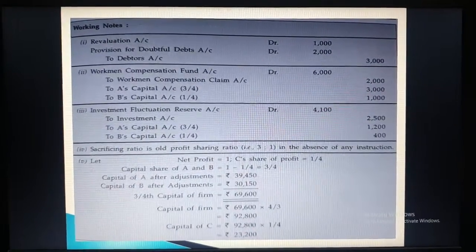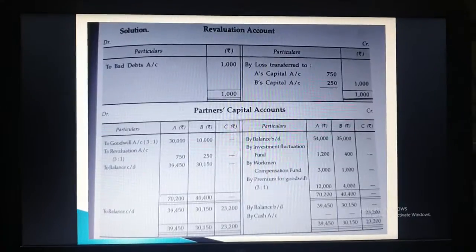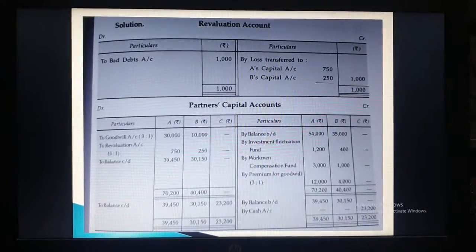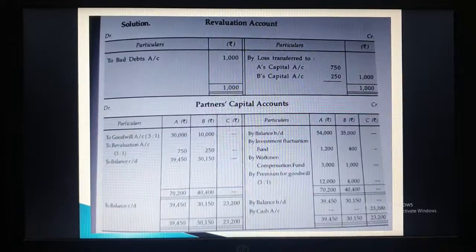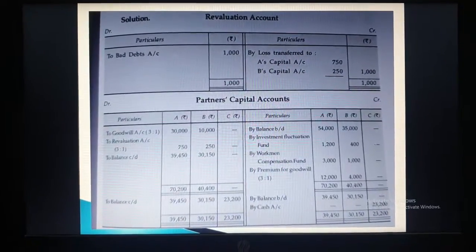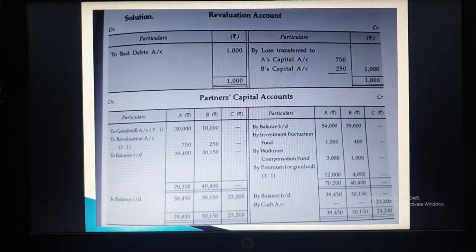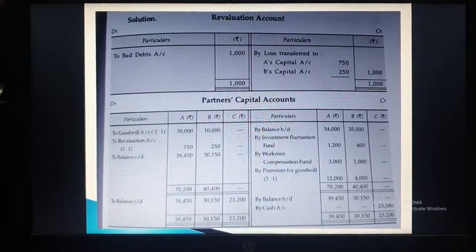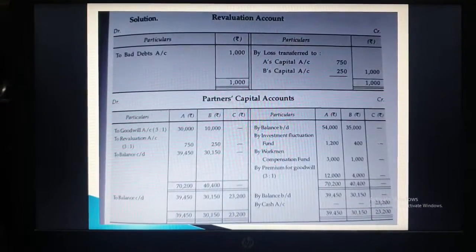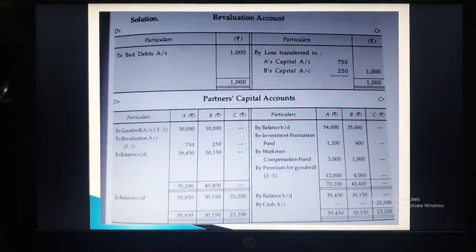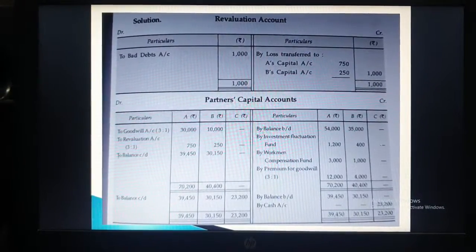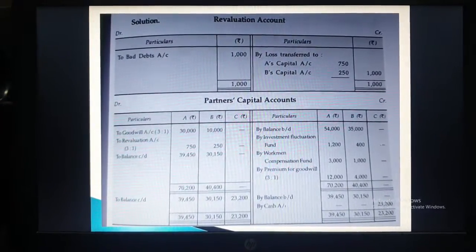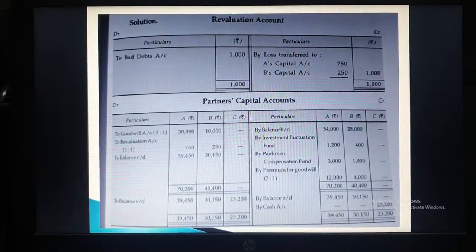Now you have to show this capital in the partners capital account. On the credit side you see by cash account, that is 23,200. That is the capital adjustment in 2 steps. First of all, you have to calculate the firm capital, and out of the firm capital, you have to find out the capital of the new partner. So you have to mention by cash 23,200. That is the amount of capital brought in by the new partner. So again, you have to make the total: 39,450 will be the same, 30,150 and 23,200 on the credit side, and make the balance of the second part to balance 39,450, 30,150 and 23,200.